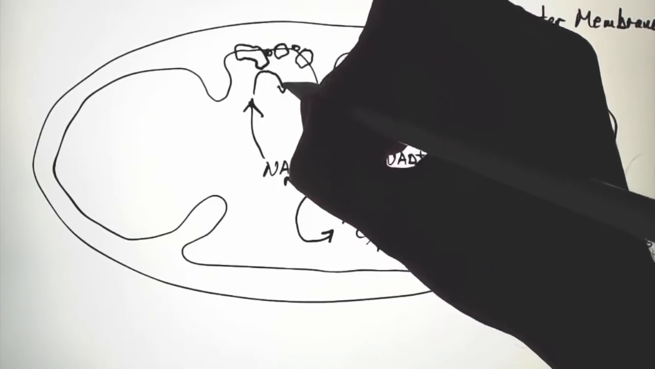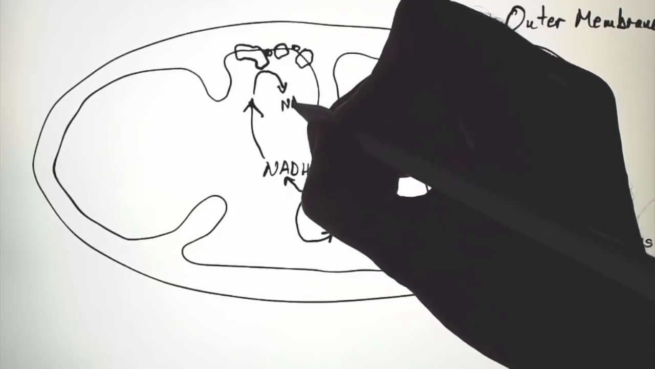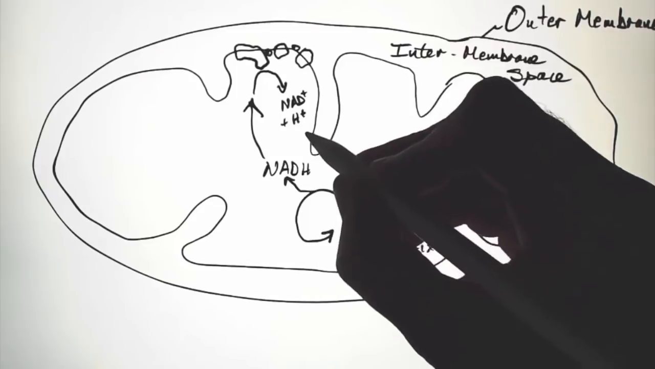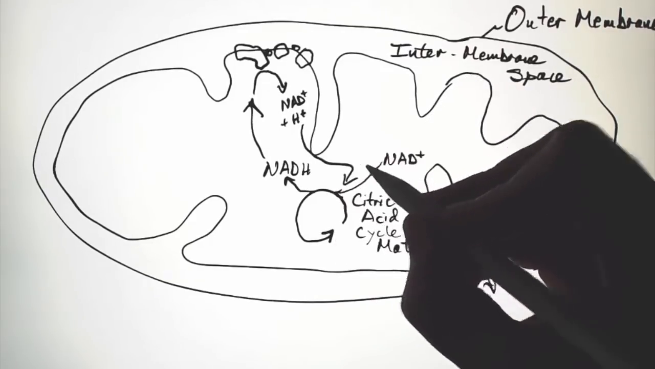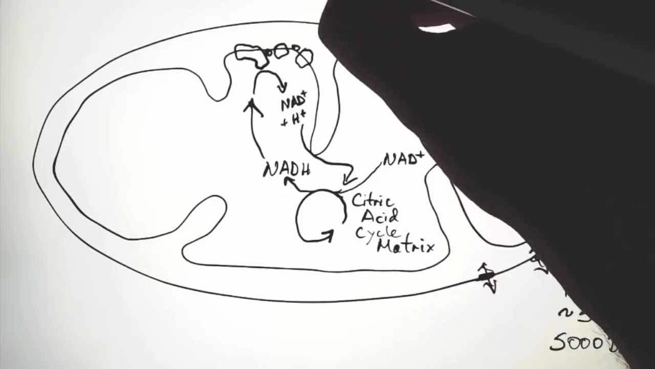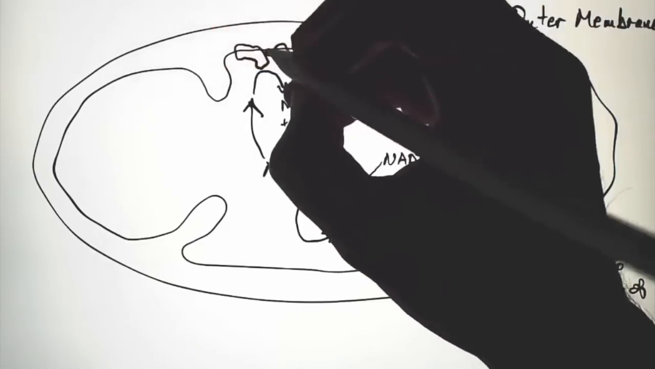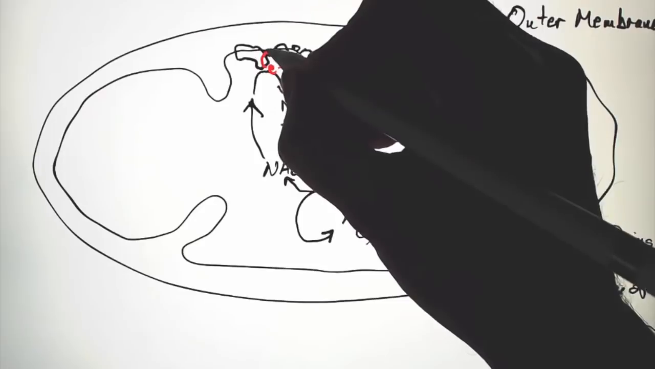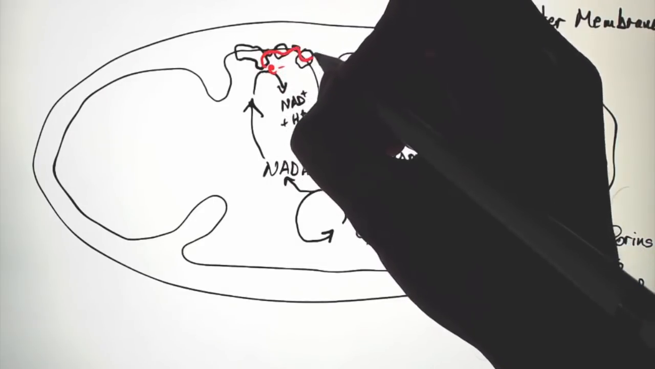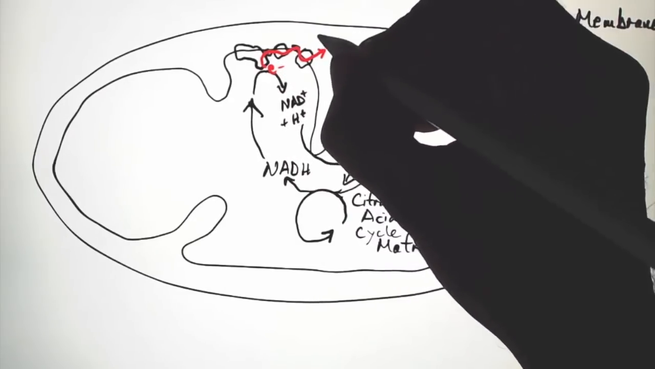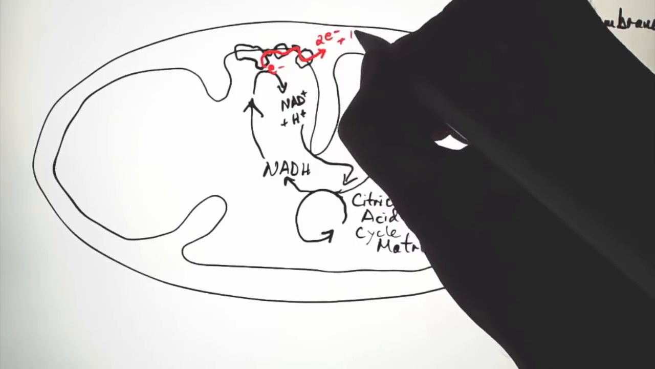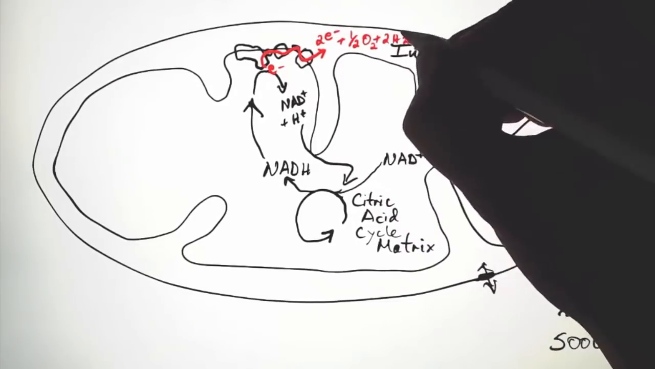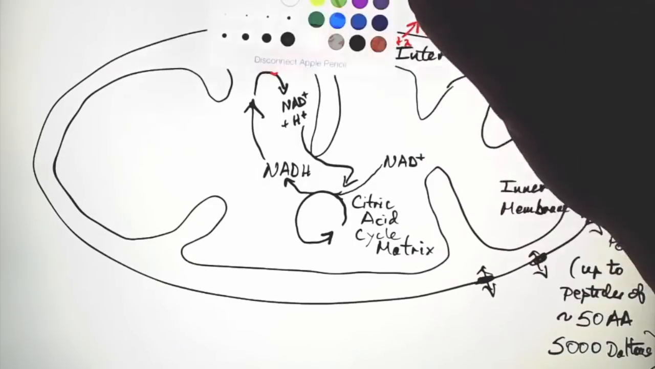NADH binds and gives off 2 electrons and releases NAD+ and H+. And that feeds back into the citric acid cycle. The 2 electrons move through complex 1, Q, 3, C, and 4. The 2 electrons combine with 1/2 oxygen and 2 H+ to form water. That requires oxygen or the process stops.